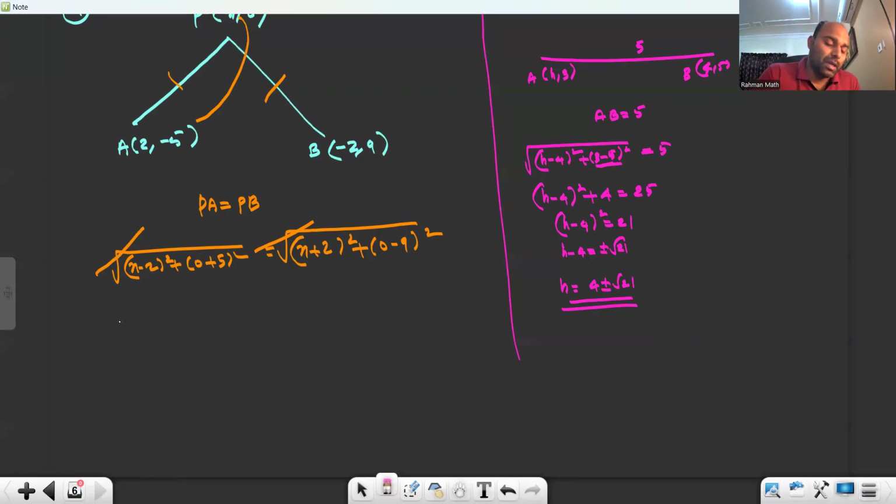So, this you have to expand. X square minus 4x plus 4 plus 25. This is expanded using (a minus b) whole square, a square minus 2ab plus b square. Then 5 square is what? 25. Equal to x square plus 4x plus 4 plus 81.